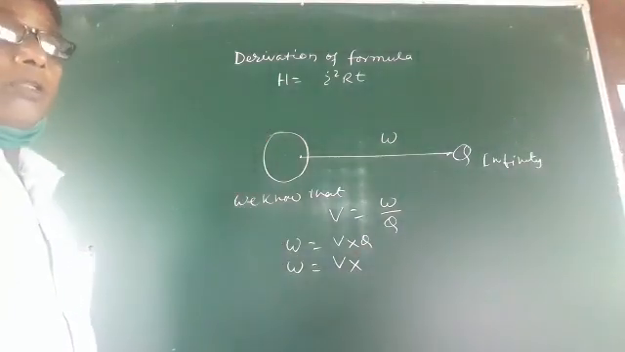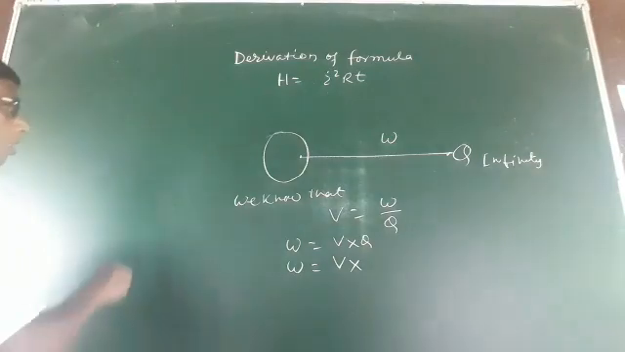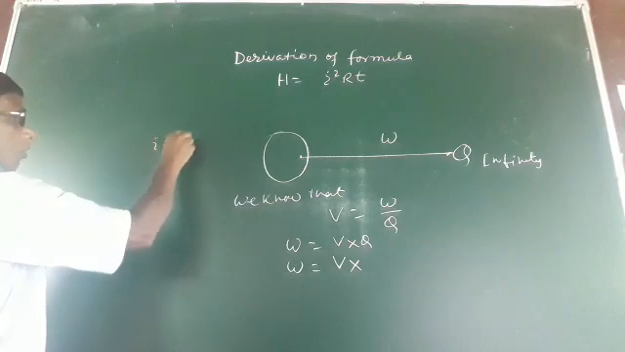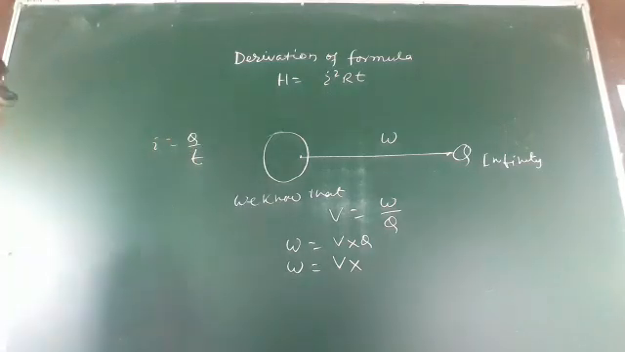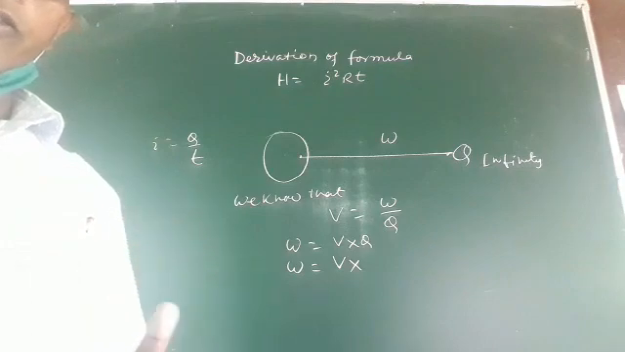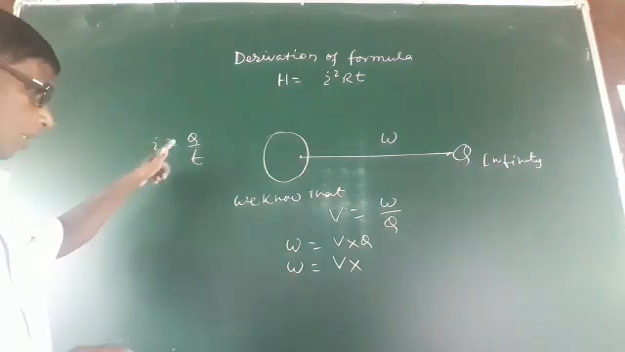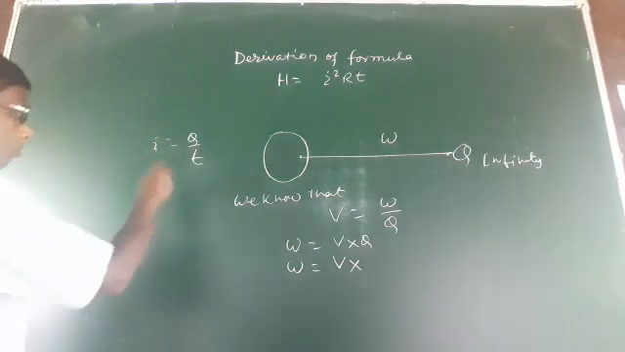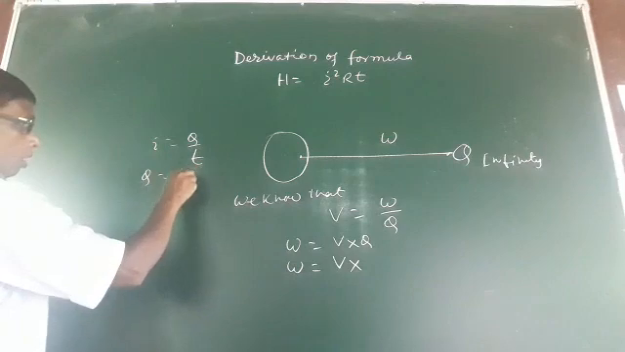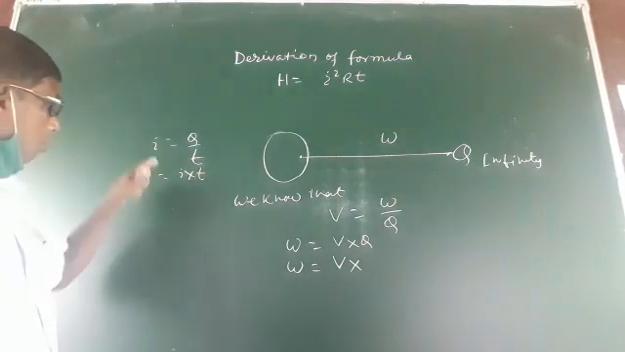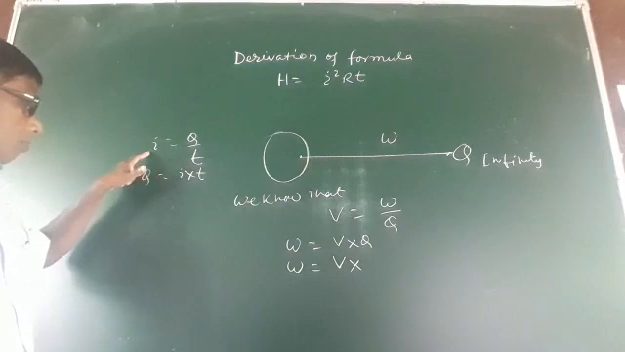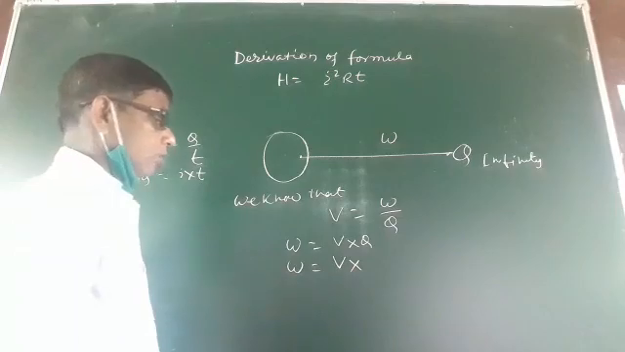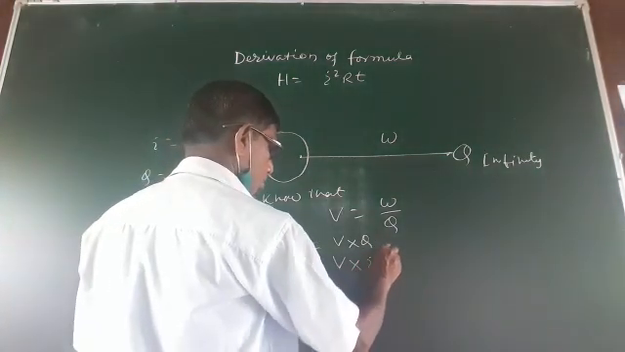You know the definition of electric current, the rate of flow of charge, that is I equal to Q by T. At what rate charge flows in a conductor, this is known as electric current. So in place of Q, I can write Q equal to I into T. I equal to Q by T, by cross multiplication Q equal to I into T. So here W equal to V into I into time.